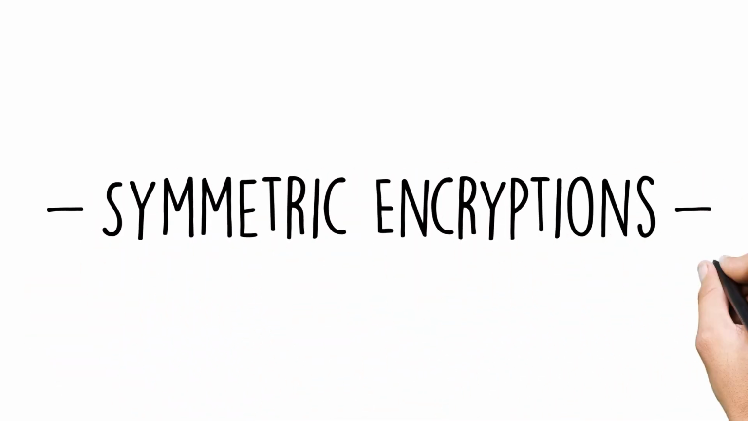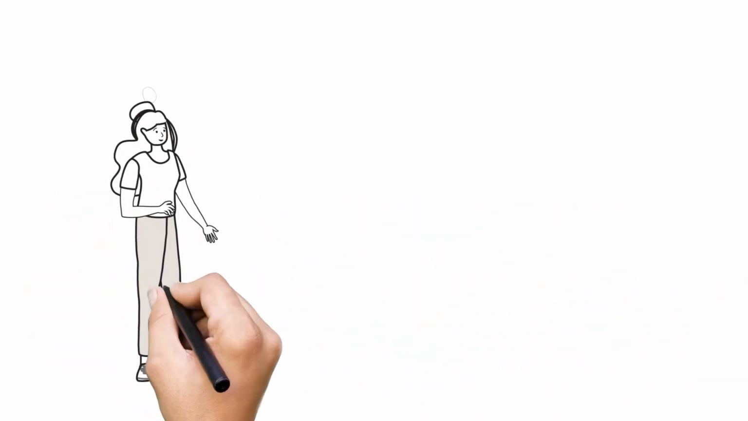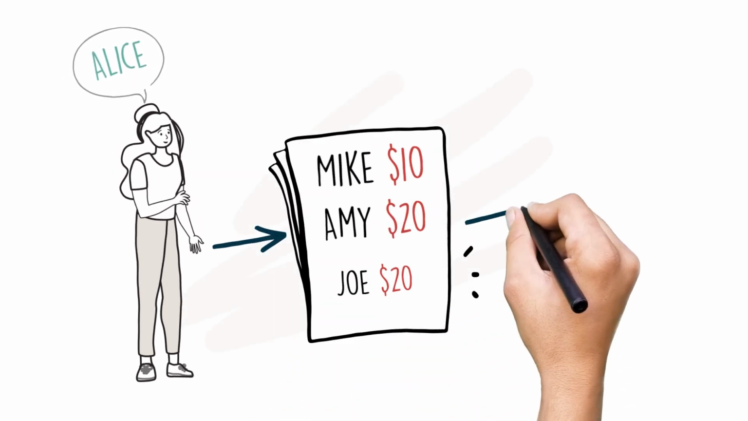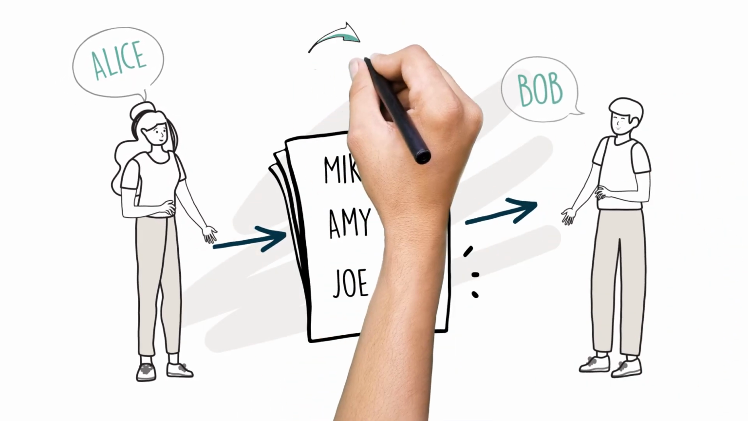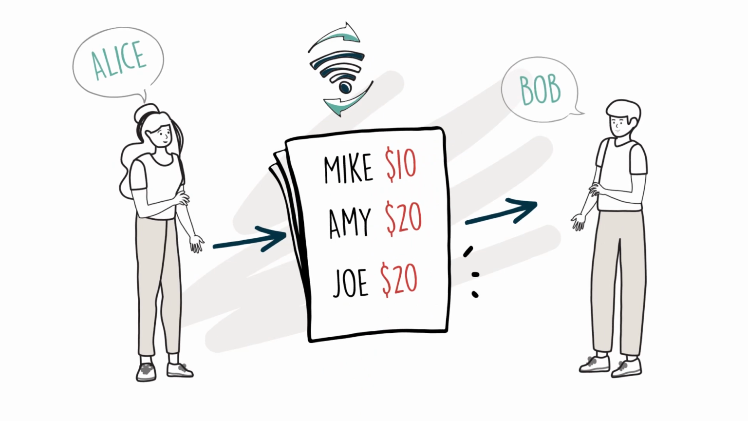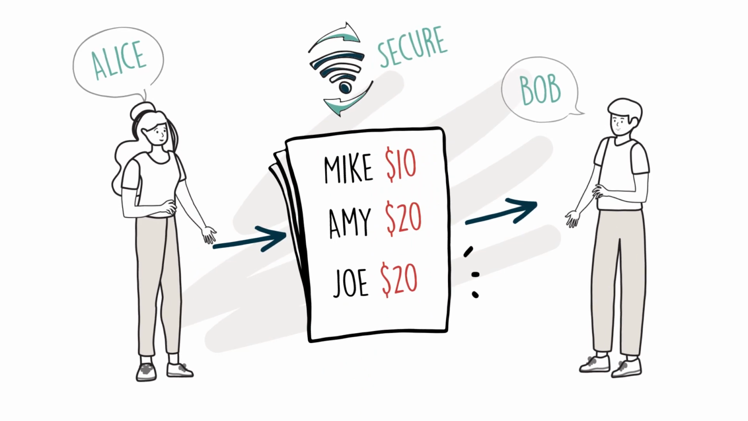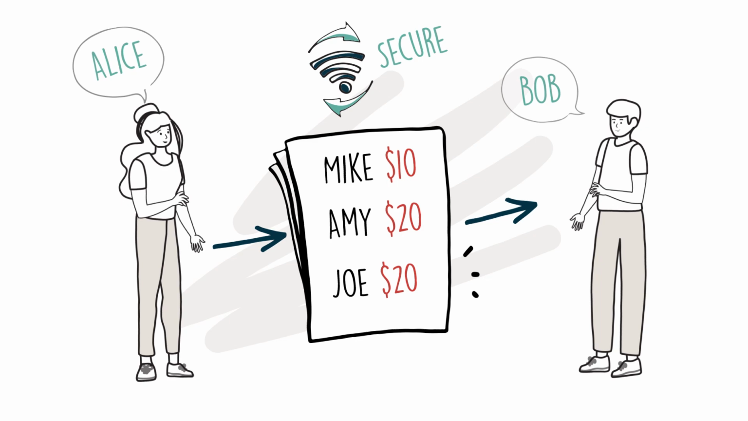Symmetric Encryptions. Alice needs to transfer a file containing employee salaries to Bob over the internet, and it needs to be done securely. But what do we mean by secure?